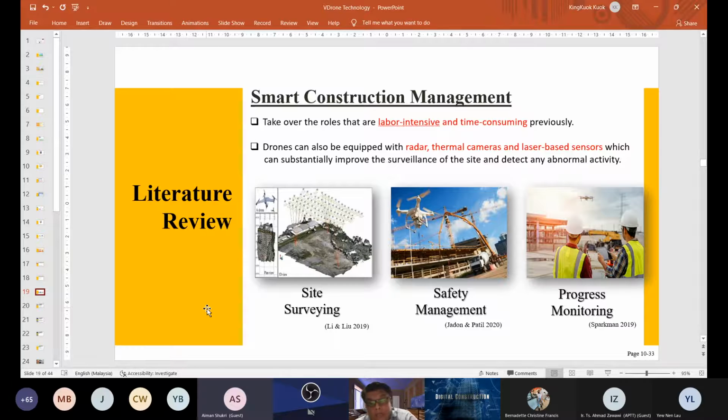So in construction, with the drone, we can carry out smart construction management systems, and the drone will get smarter if we attach some equipment or instruments to it, such as radar, thermal cameras, laser-based sensors, and so on. So it has more functions, and with these extra functions, the drone will be superior and smarter.